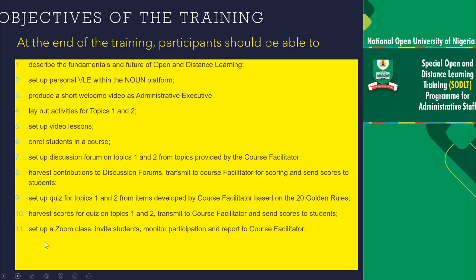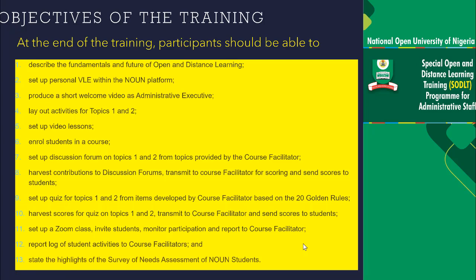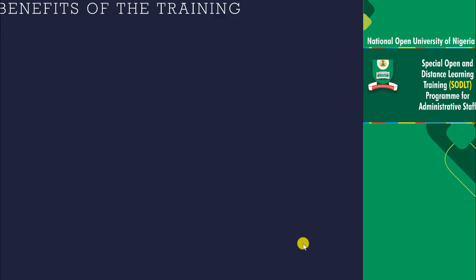Set up a Zoom class. Invite students, monitor participation, and report to course facilitator. Report log of student activities to course facilitators and state the highlights of the survey of needs assessment of NOUN students.